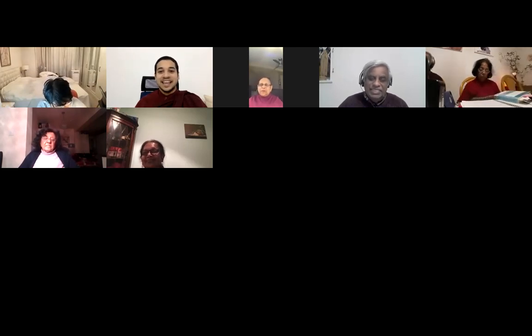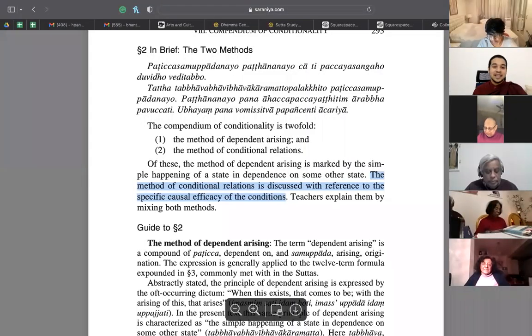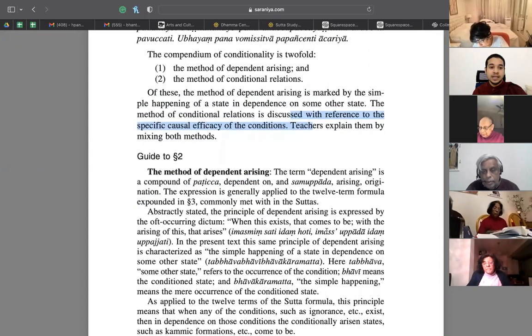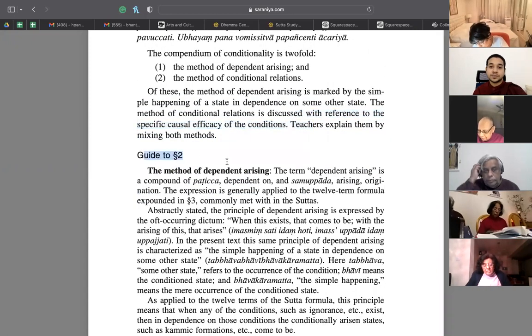Okay. Now, back to the lesson. Is this point clear, everyone? This paragraph. Is this paragraph clear to everyone? Yes. Okay. We understand how the Paticcasamuppada approach is different from the Patthana approach. Yes. Lovely. Guide to verse 2.